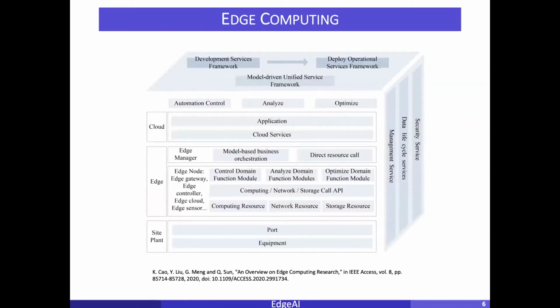This is one reference implementation that we are following in the industry, and this is defined by the Edge Consortium. Basically, you have a site plan, which is nothing but the physical site where the solutions are going to be deployed, and you have an edge layer, and then the cloud layer. In the edge layer, we have the edge manager and orchestrators, which do a lot of things. You can think of it as a miniature of what the cloud would do in its data centers.